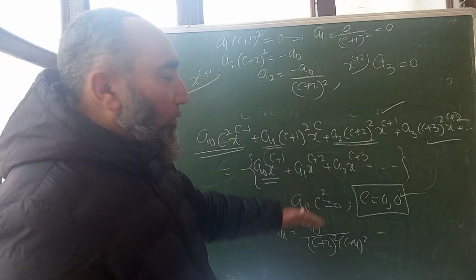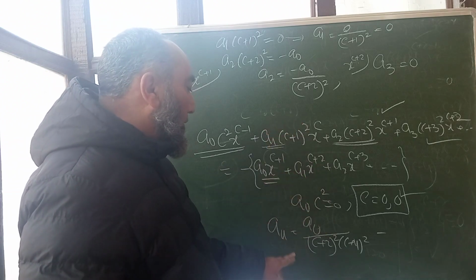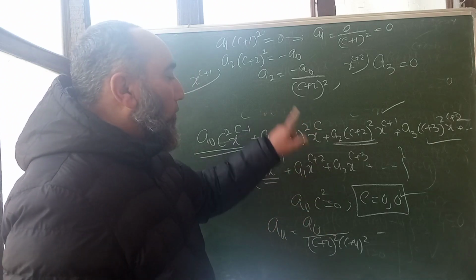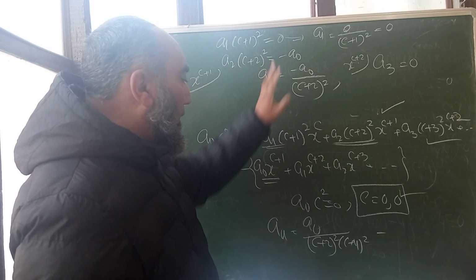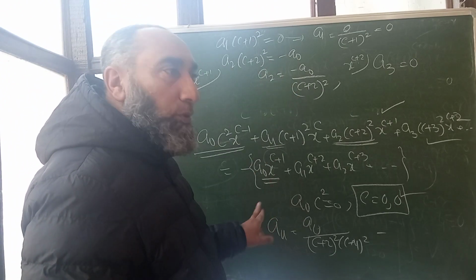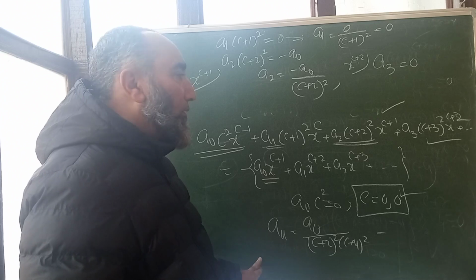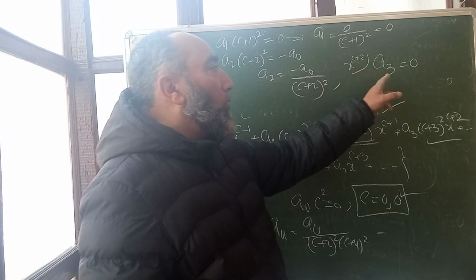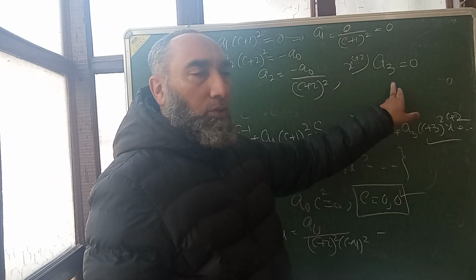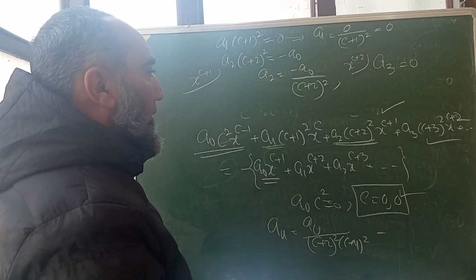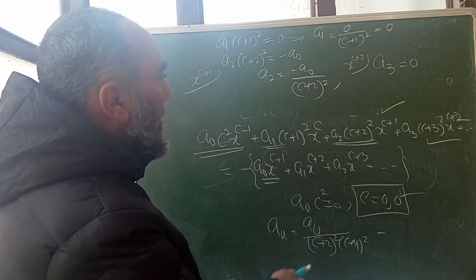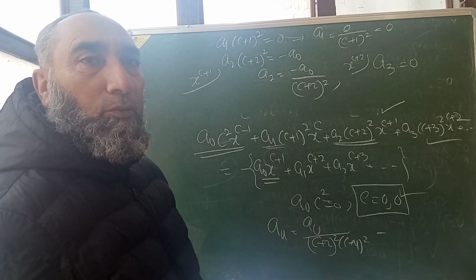Some coefficients will be 0, some coefficients are given. You will get A0, A2, A4. For A0 you have got C. You will get only A2, A4, A6 and A8. All A1s are 0, A3s are 0, A5s are 0. You can see it from here only. Now you have got it. You will substitute in Y.